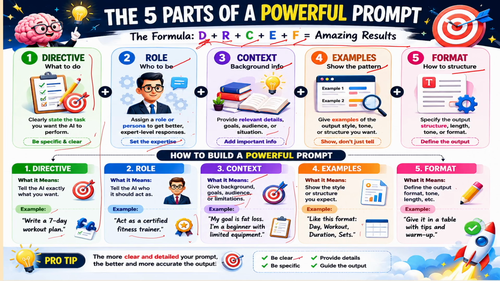Again, the tip is, the more clear and detailed the prompt, the more accurate the output we would get. We have to be clear and specific, provide adequate details and guide the output as necessary, and a few would be iterative in nature. Once we get the result, we might have to iterate a few times to get the accurate result. Now, we will go one by one through each component and see what it means.